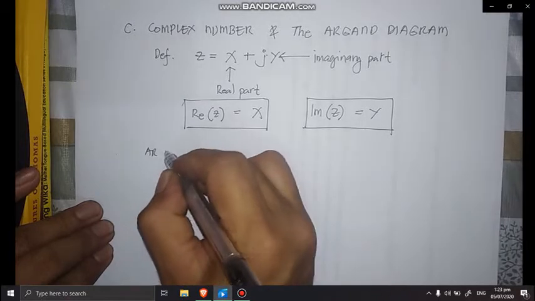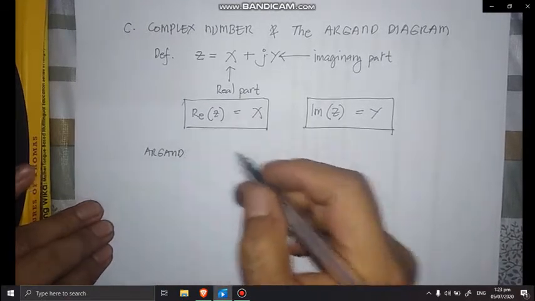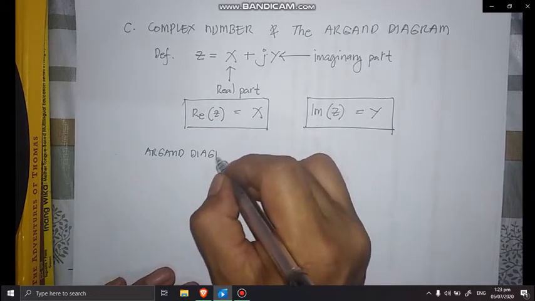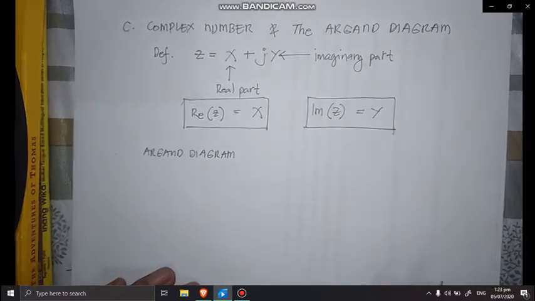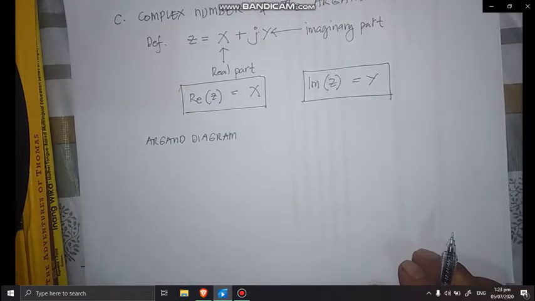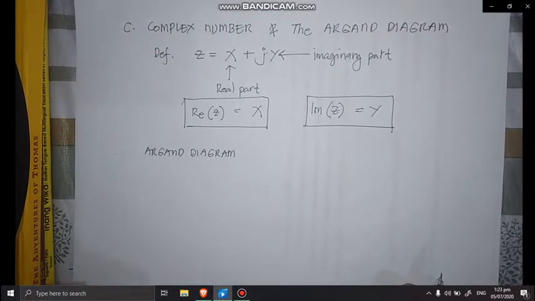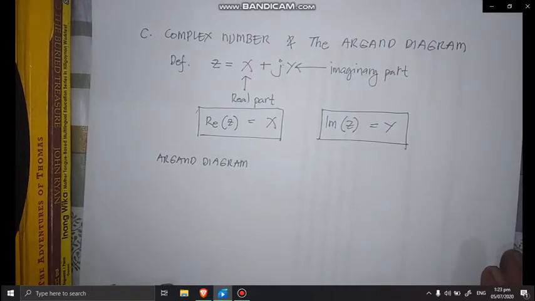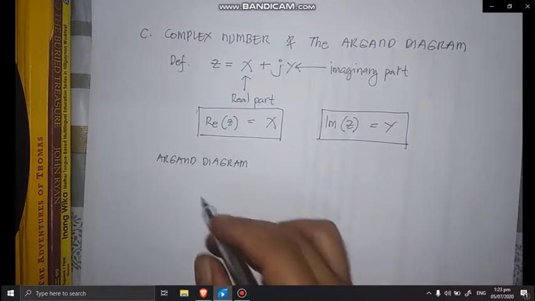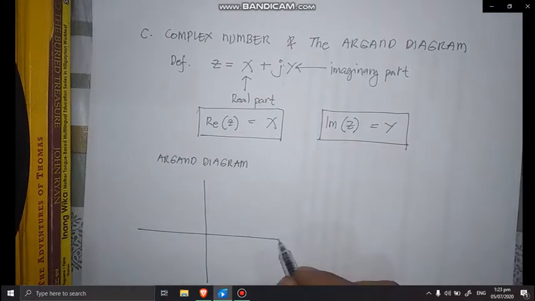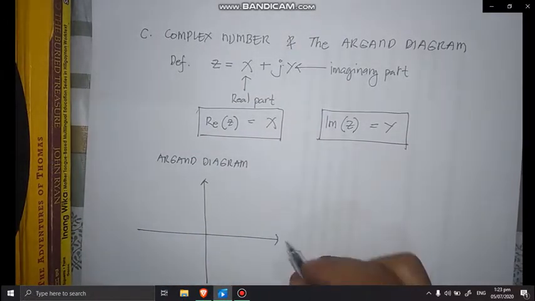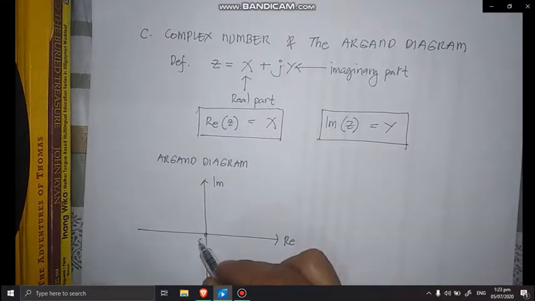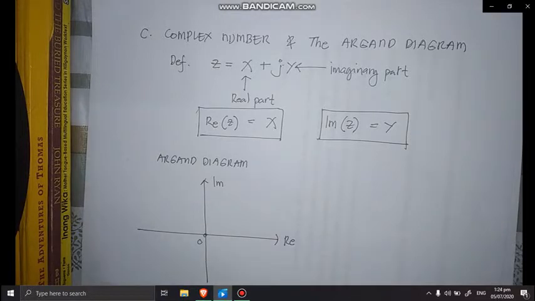Okay, this is your Argand diagram. Your Argand diagram is a two-axis diagram, just like your Cartesian plane diagram. You have your x-axis and you have your y-axis. We will draw the Argand diagram here. That's your y-axis, and that will be your x-axis. Your x-axis is denoted as the real values, your y-axis is your imaginary value, and the intersection is your origin.